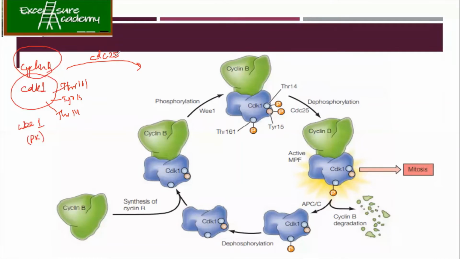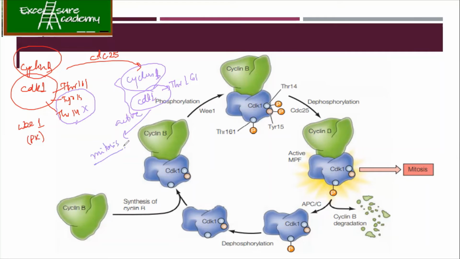Okay. So what will CDC25 do? It is going to remove your threonine 14 and tyrosine 15. So these phosphates are being removed. Now, the cyclin B and your CDK1 along with your threonine 161 phosphate, it is your active MPF. Now this will enter the mitosis.